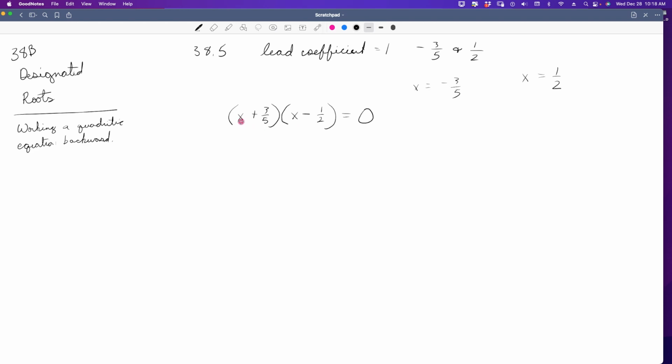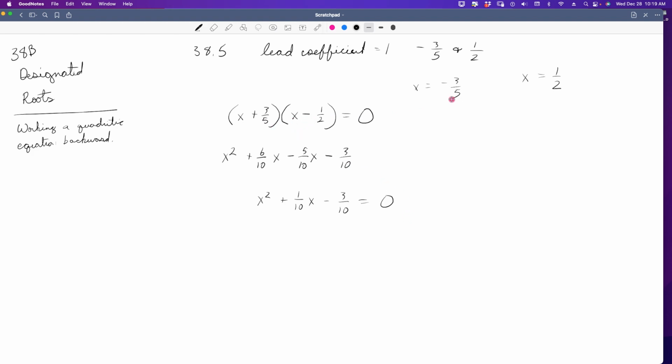Now we just multiply and distribute. X times x is x squared. That's going to be plus 3/5 x minus 1/2 x minus 3/10. So if we convert these to tenths, then this is going to be 6/10, right? And 5 times this would be 5/10. Which would make this x squared plus 1/10 x minus 3/10 is equal to 0. That would be what we would end up with as our quadratic equation given these designated roots. It's that easy. We're just going to solve it backwards.